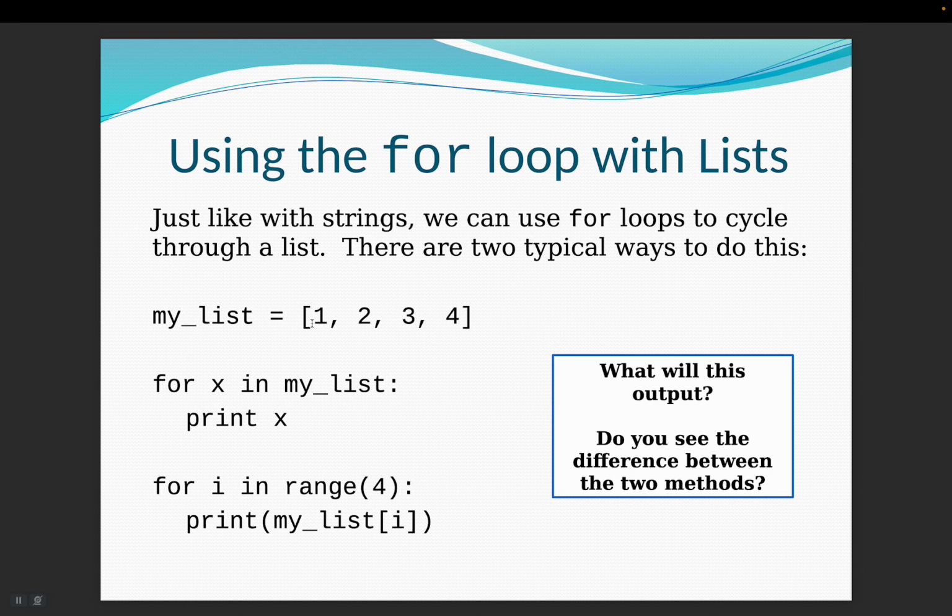It's going to be index 0, so it's going to be 1. We're going to print 1. Then we're going to print 2. Then we're going to print 3. Then we're going to print 4. Then we're going to exit the loop.